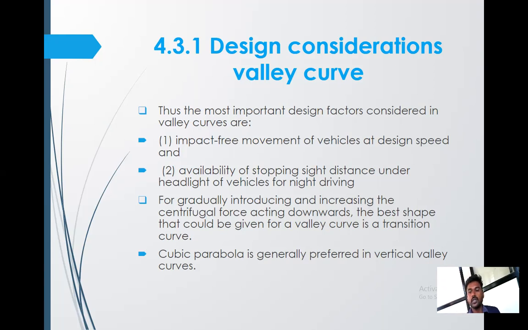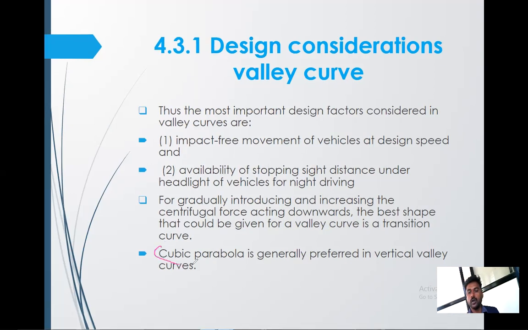Now, for gradually increasing the centrifugal force acting downward, the best shape for the valley curve is the transition curve. Now I have told you that for gradually applying the centrifugal force on the curve, we simply provide two transition curves meeting each other. But in reality, in most cases, the cubic parabola is generally adopted for the valley curve. Star point, write down: cubic parabola.